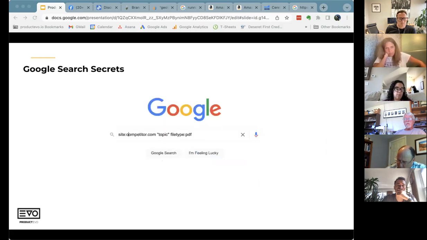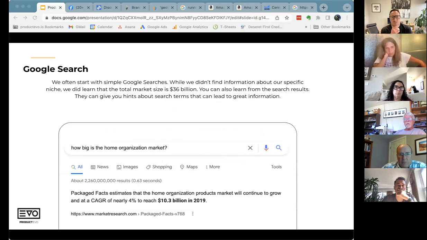Next up is just a simple Google search. In this example, we were searching for the home organization market. We found out that just by searching how big is the home organization market, it's $10.3 billion. So pretty straightforward information. This is true for a lot of markets if you're looking at that bigger total addressable market. Harder when you start to niche down, but if you want to do the top-down approach, it's a really good place to start.